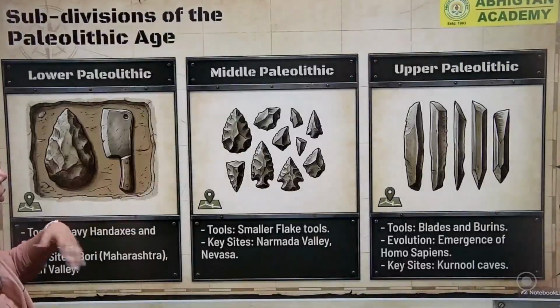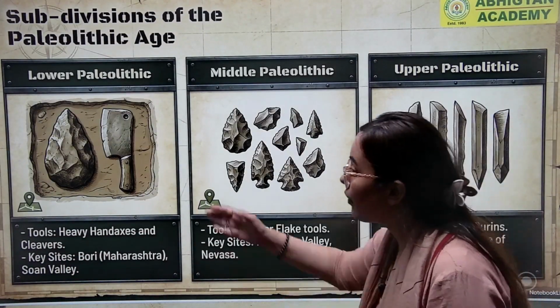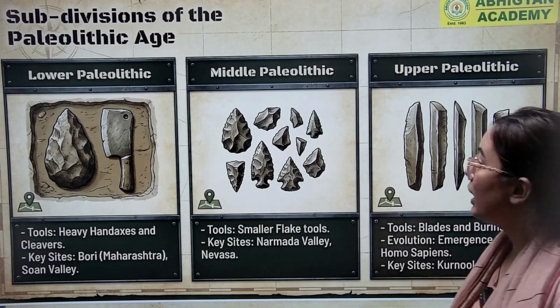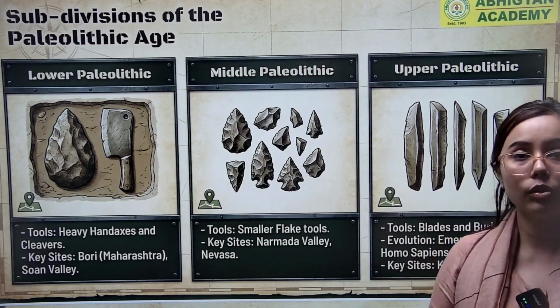After this, the Paleolithic age is divided into three phases: the Lower Paleolithic phase, the Middle Paleolithic phase, and the Upper Paleolithic phase.